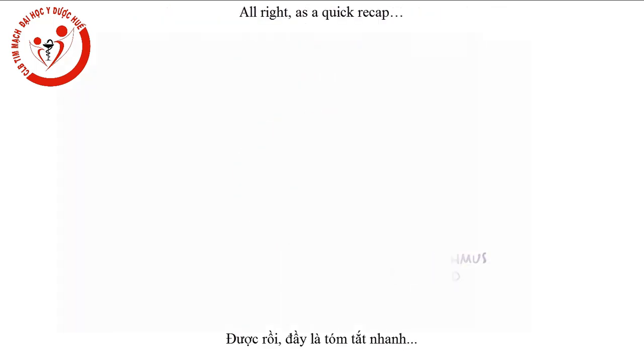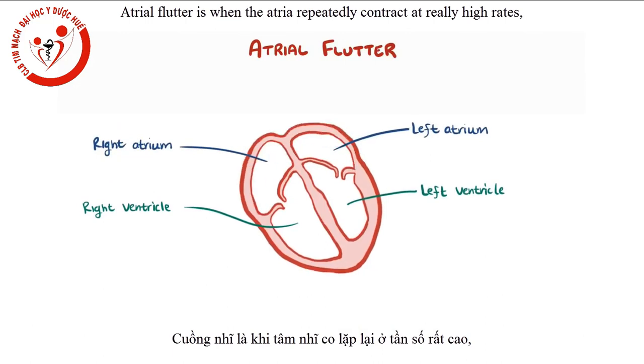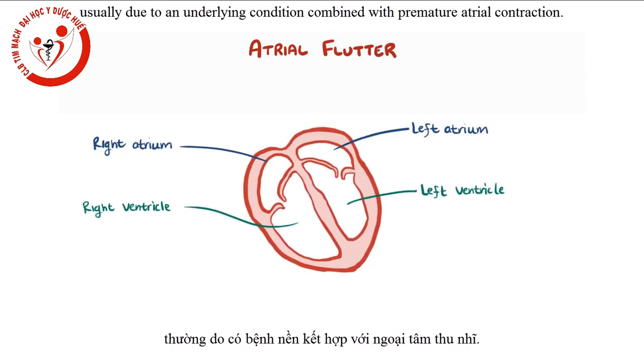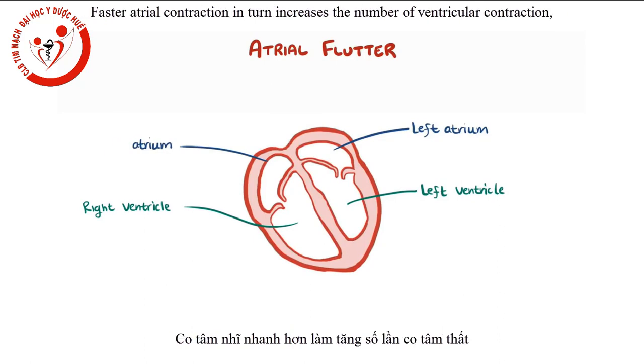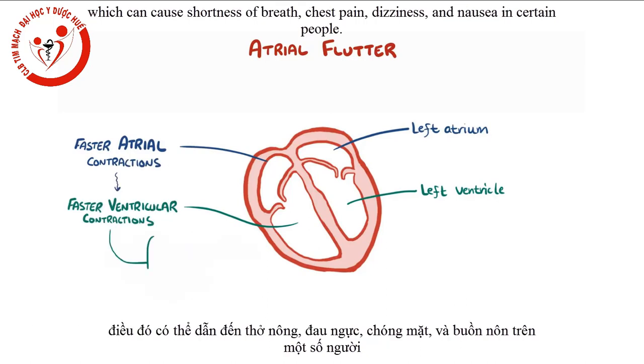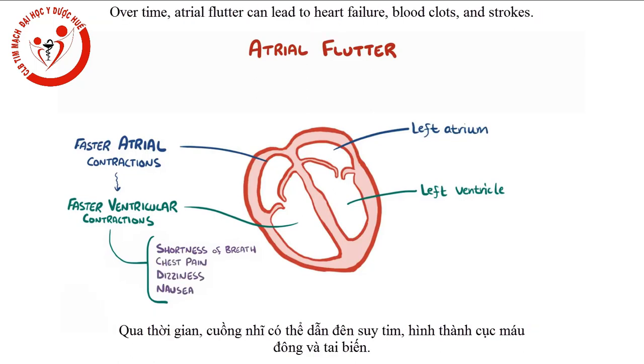Alright, as a quick recap. Atrial flutter is when the atria repeatedly contracts at really high rates, usually due to an underlying condition combined with premature atrial contraction. Faster atrial contractions in turn increases the rate of ventricular contractions, which can cause shortness of breath, chest pain, dizziness, and nausea in certain people. Over time, atrial flutter can lead to heart failure, blood clots, and strokes.